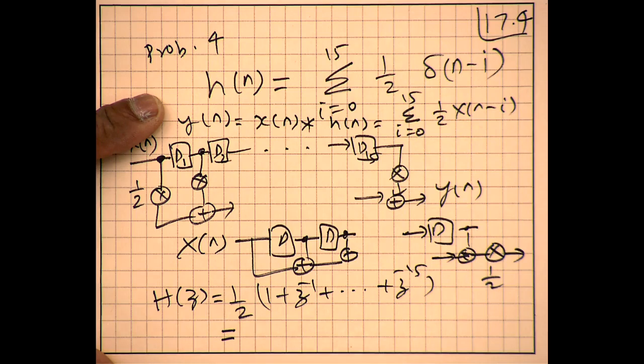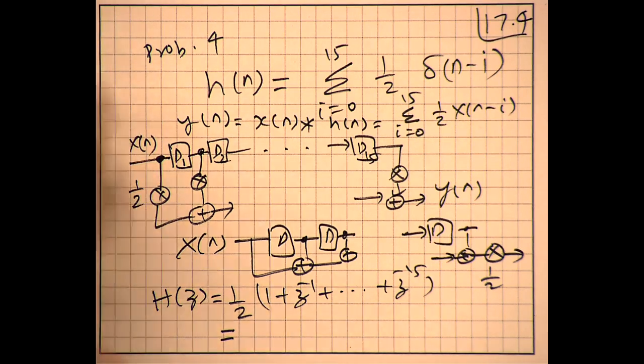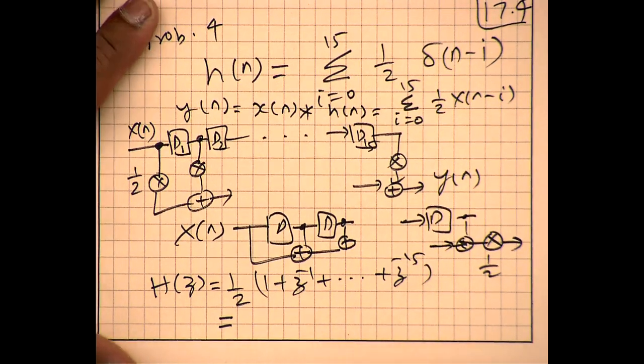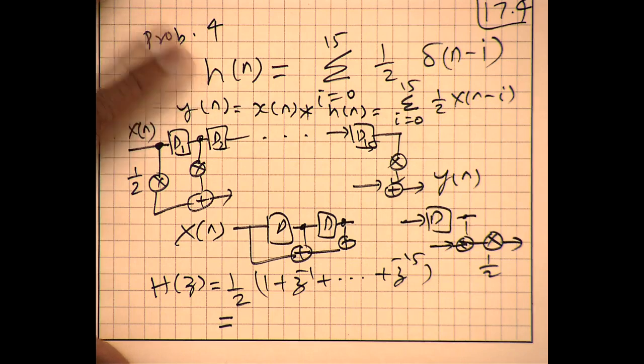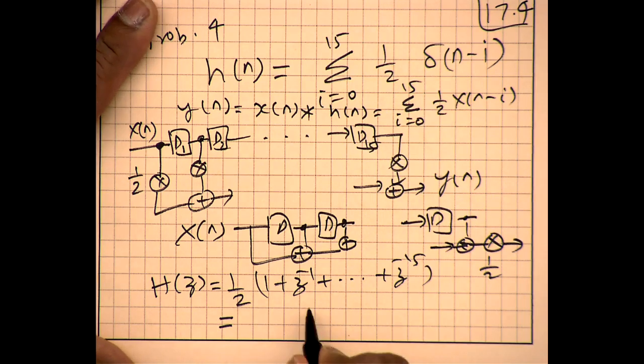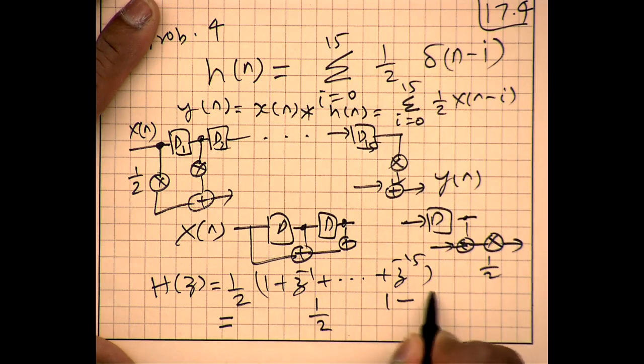And then the question is, how do you reduce the number of state variables? Well, I don't think you can. I mean, I think that's kind of it. So one other thing you can do is write this as 1 minus z to the power minus 16 over 1 minus z to the power minus 1.